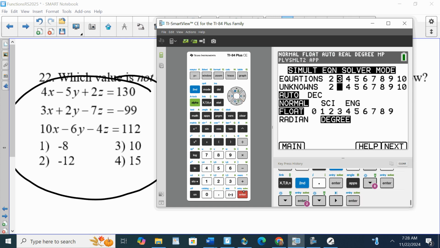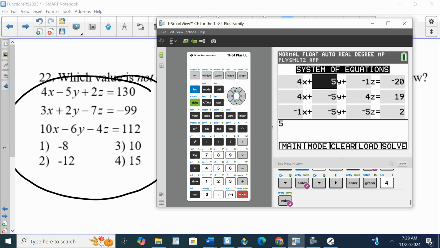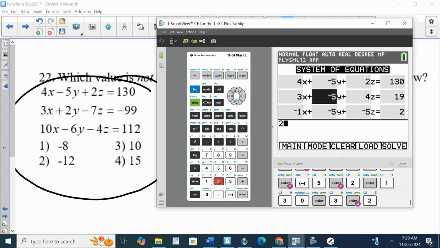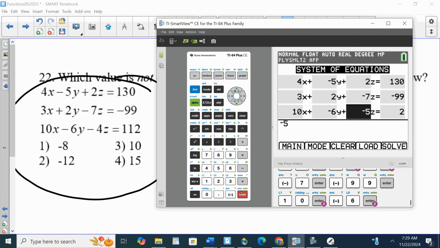We see the bubbles, the top gray buttons we use. So next is above the graph button. I input the system. 4, enter, enter. Don't type the pluses. If it's minus, put negative. -5, enter, enter. It gets confusing if you put the minus on top of the plus. +2, enter. 13, enter. 3, enter, enter. 2, enter, enter. -7, enter. -9, 10, enter, enter. -6, enter, enter. -4, enter. 12, enter. We see solve on the right-hand side.